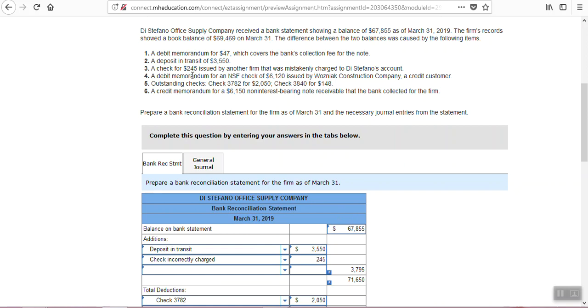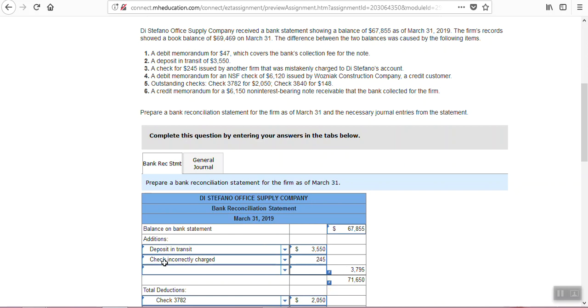Number 3 says a check for $245 was issued by another firm and mistakenly charged to DeStefano's account. So that's a bank error. So probably when DeStefano was looking at the bank statement, they saw a check on there for $245 that came out of their account that they didn't write. So that's a bank error, and we've recorded that bank error in the additions part.